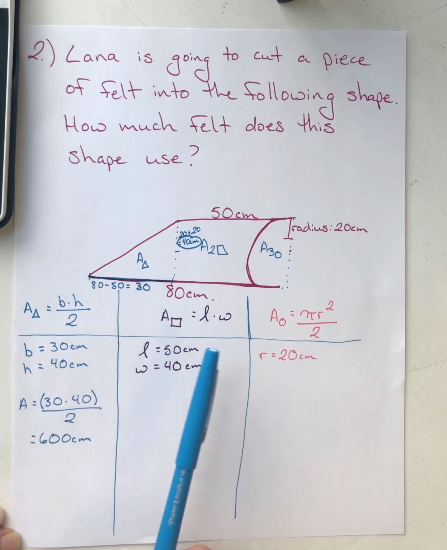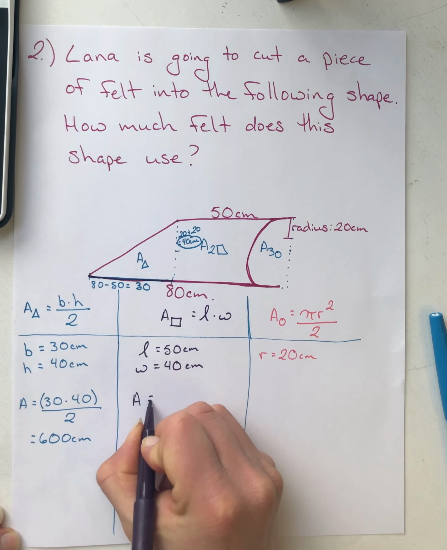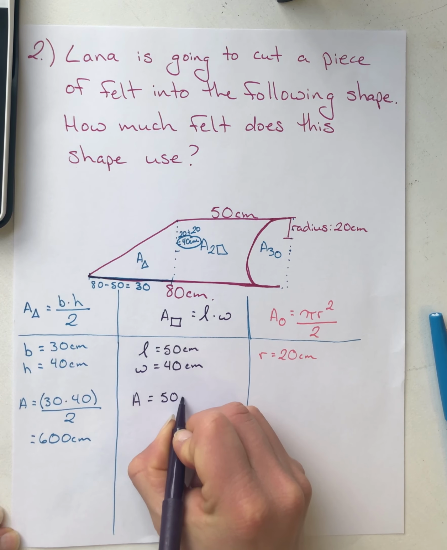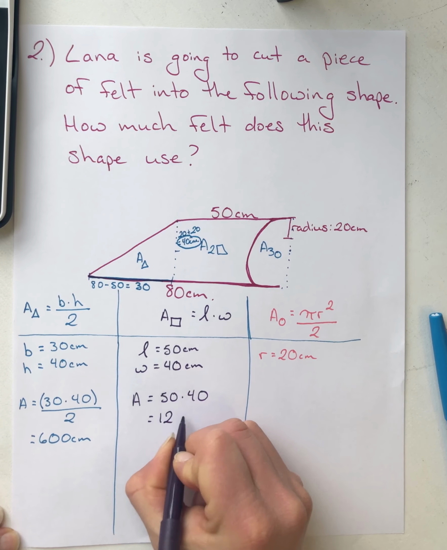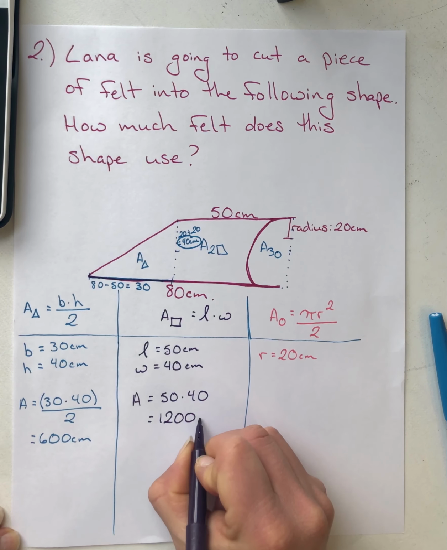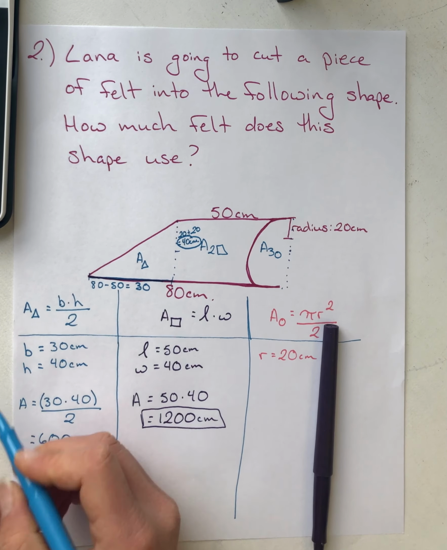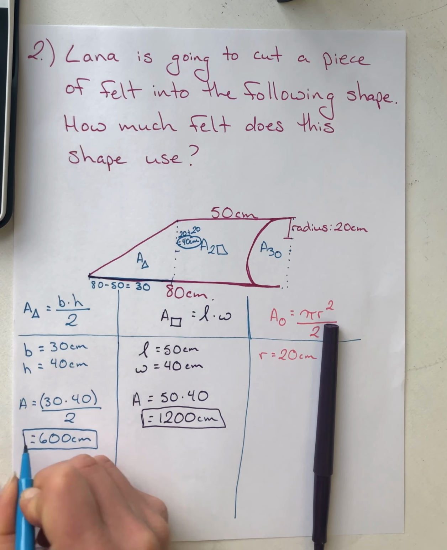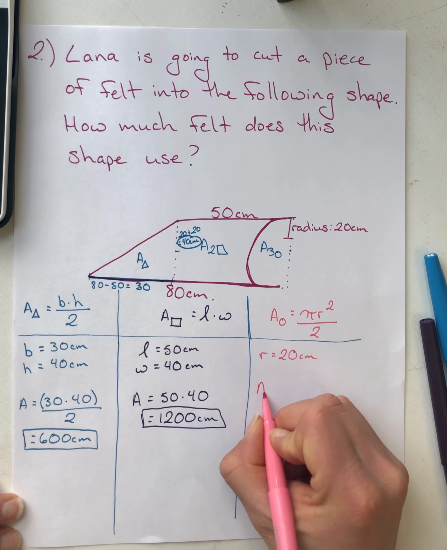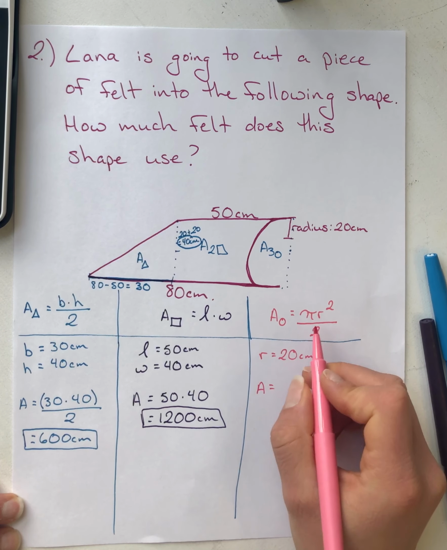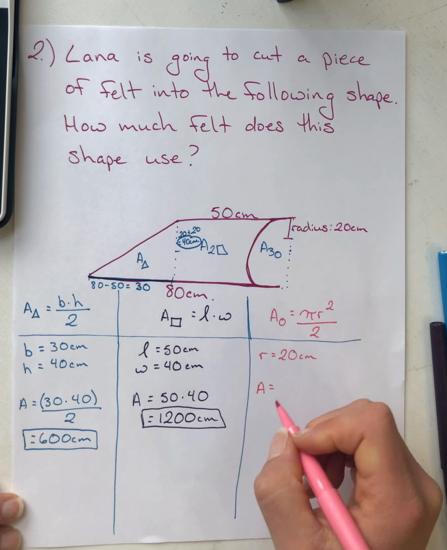centimeters squared. And then I go to the next one, and I plug the information I found into my equation. So my area is my length times my width, which is equal to 1200 centimeters squared. Then I go to my next one, the area of a circle, and we just plug our information into pi r squared divided by 2, because again, we have our half circle. We only need half of it.